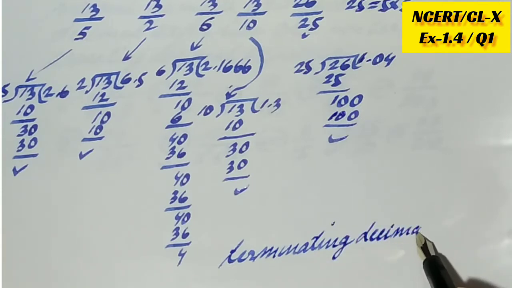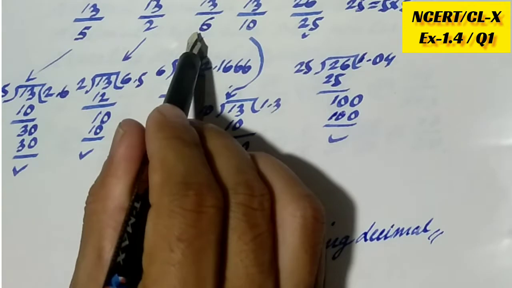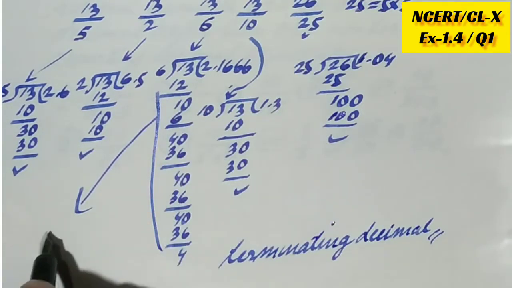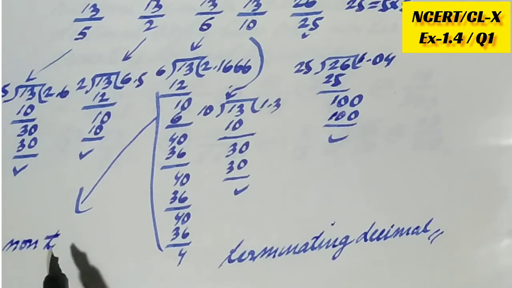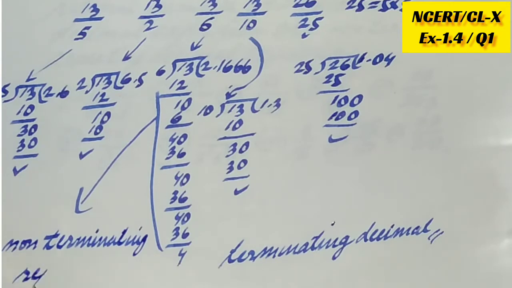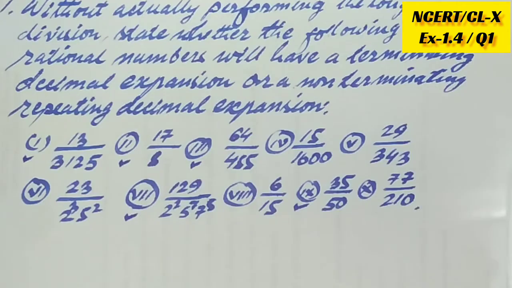But if you look at 13 divided by 6, that is different, it is not satisfying the condition which I have defined here. So it will be a non-terminating repeating decimal, as the division never stops. Based on this concept, let us try to solve the problem. It will be easier.